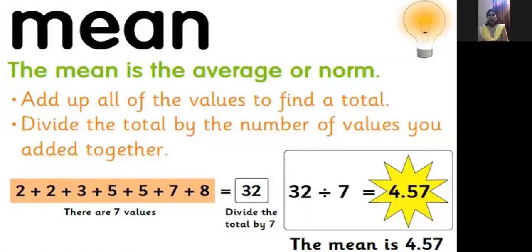So we need to multiply the frequencies with the mid value, and after the summation, we can get the mean. So let's take an example to understand the mean. As I said, mean is the average. Mean is also called average.